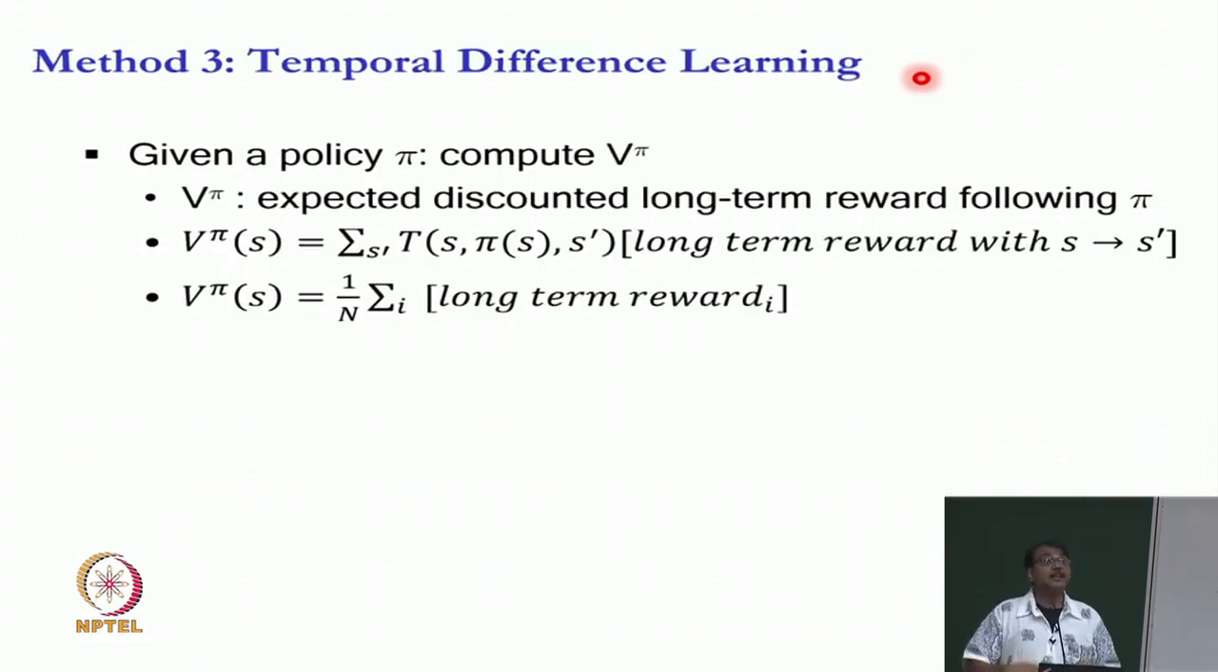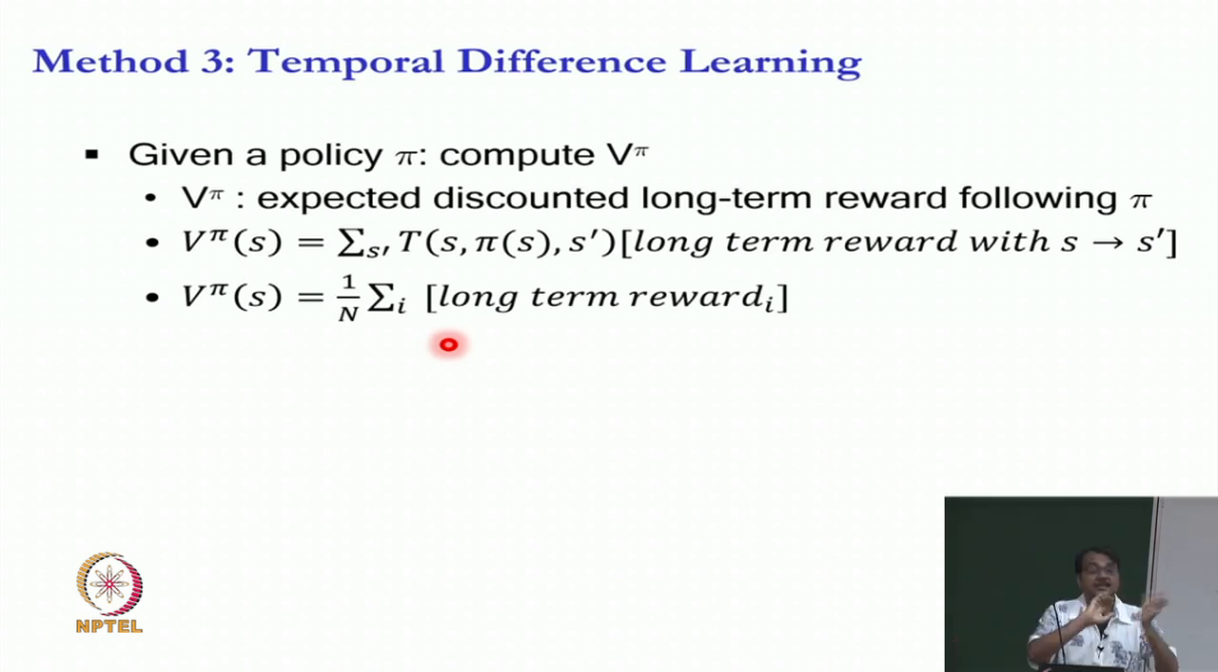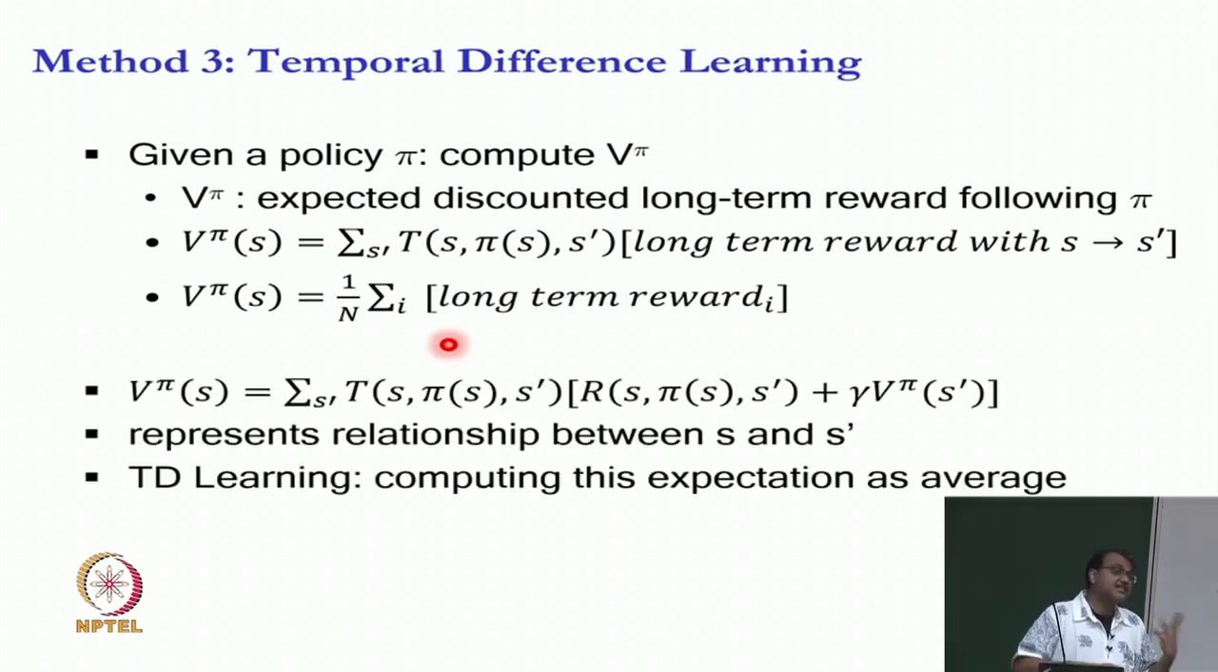This is a model-free learning approach which somehow utilizes the Bellman equations. Okay? And so, let us see if you can follow this. This is where we were interested in 1/n summation over i of long-term reward i, but this does not allow us to look at S and S prime in the same equation. So, let us instead use the other equation.